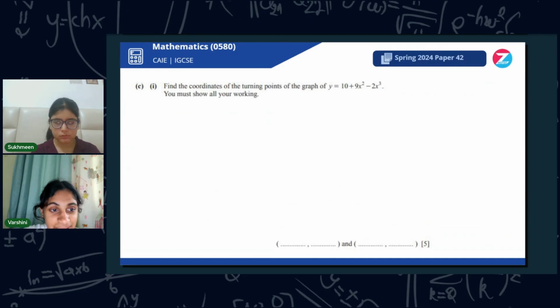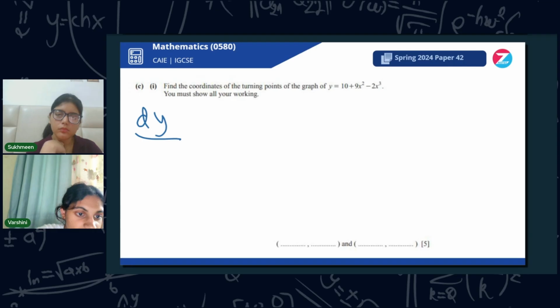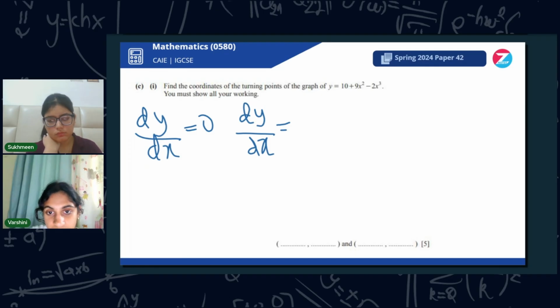Okay, part C. The first part: find the coordinates of the turning points of the graph y equals 10 plus 9x squared minus 2x cubed, and you must show all your working. So we know that to find the turning points, dy by dx is going to be equal to 0. So first let's find dy by dx. We know that dy by dx of any constant is going to be 0. That's 10 plus. So now the formula is going to be 2.